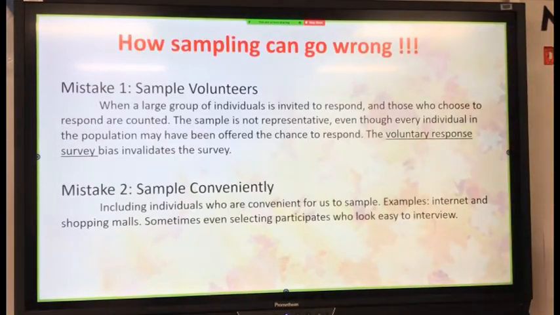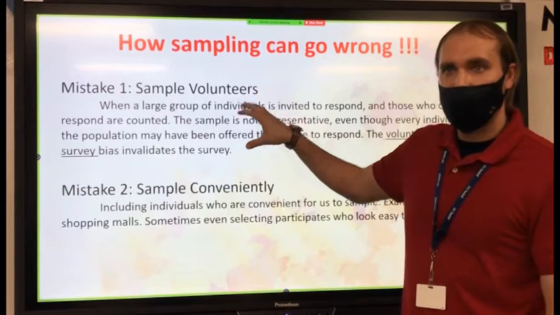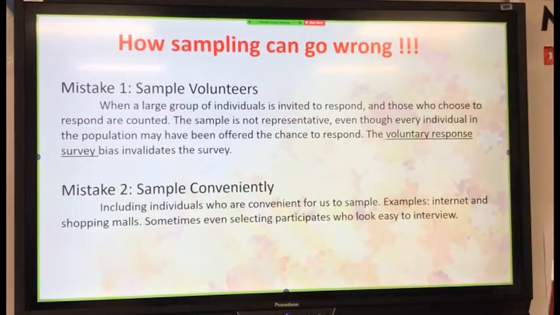So how can sampling go wrong? Here are some common mistakes. Mistake number 1, sample volunteers. When a large group of individuals is invited to respond, and those who choose to respond are counted, the sample is not representative.